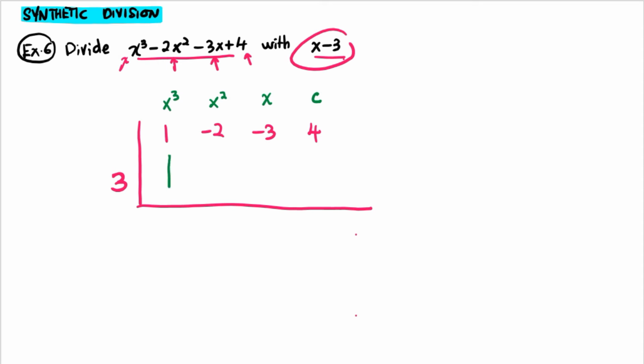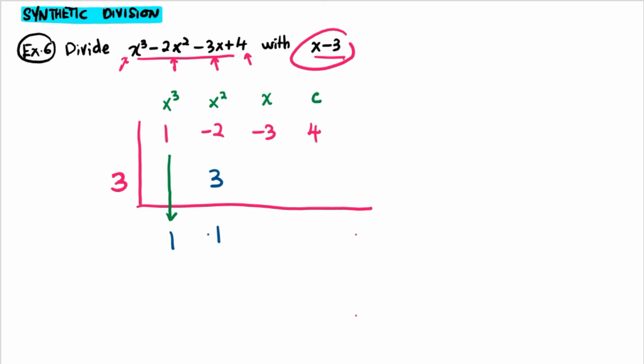Now, the first step is to bring down 1 here. When you bring down 1, you will have 1 here. And then what will happen next? You have to multiply 1 with 3, and you get a 3. Now, you have to add these two. You go down, add negative 2 plus 3. What will happen? Negative 2 plus 3, you get 1. Okay, so we have something like this.